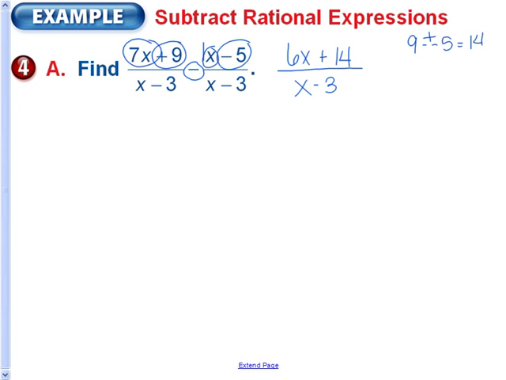Okay, can we take anything out? I can think of 2. So you get 3x plus 7. So the answer would be 3x plus 7 over x minus 3.